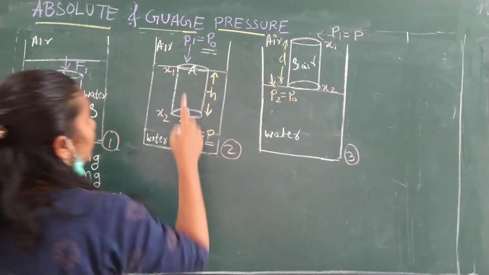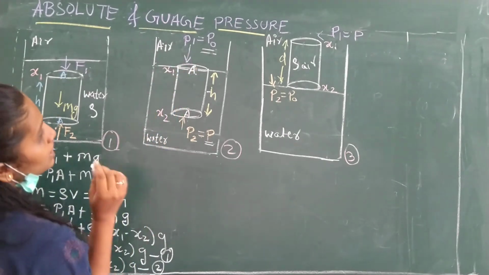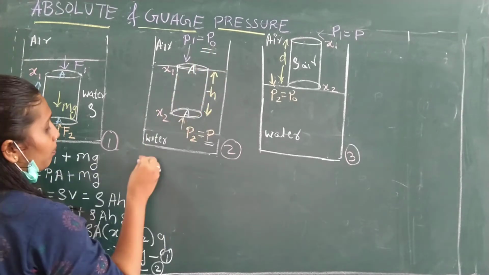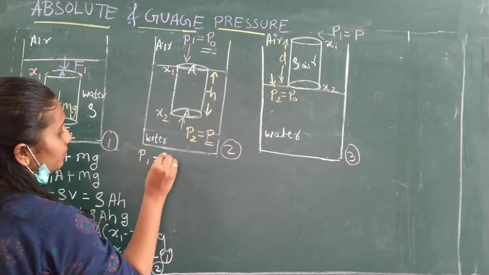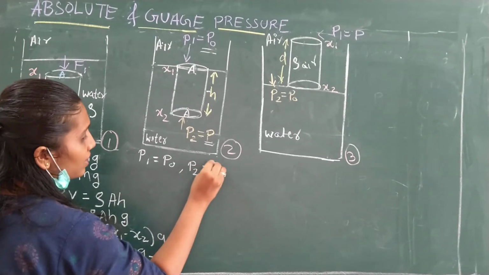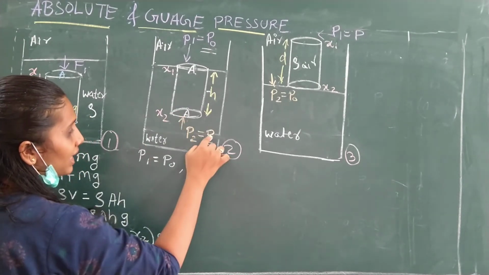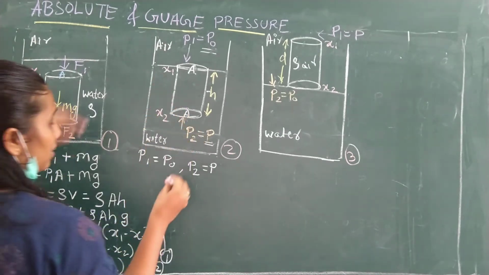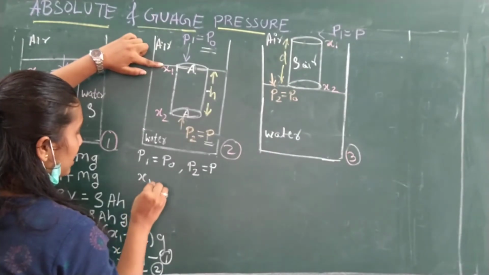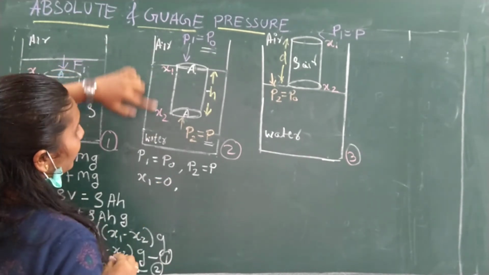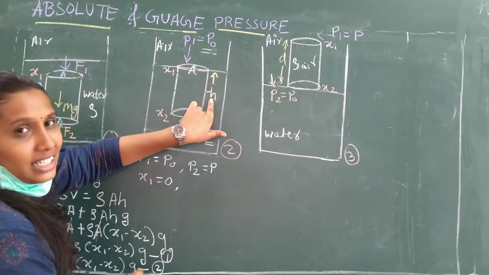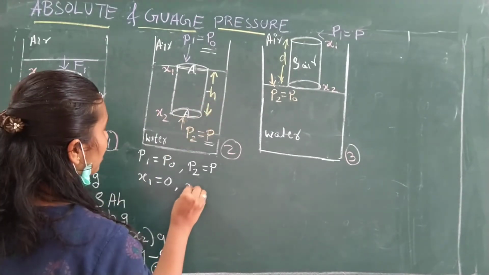So, here, let's write the first thing that we have to see. Here P1 is nothing but P0, that is atmospheric pressure. P2 is nothing but P, which is the pressure exerted by the fluid inside at the bottom surface. X1, if I take it as a starting reference point, then I will take it as 0. And X2 will be the height of this liquid column. As I have said, it is at negative y-axis, so it will be minus h.